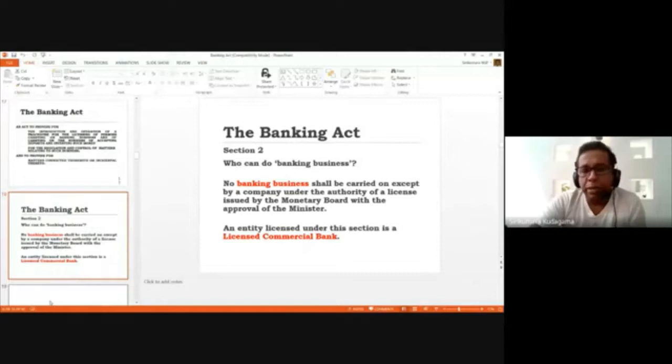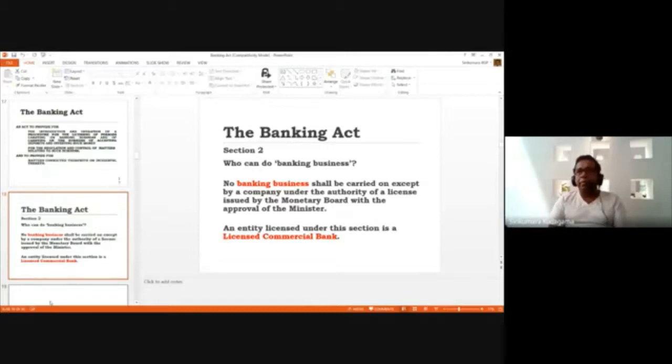Who can do banking business? Section 2 provides that no banking business shall be carried on except by a company under the authority of a license issued by the Monetary Board with the approval of the minister. So no one can carry on banking business without a license issued by the Monetary Board with the approval of the minister. Minister here is the minister under whose responsibility the Banking Act comes. Generally, it's the finance minister.